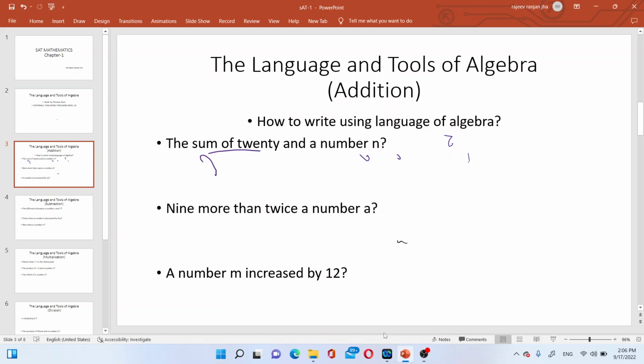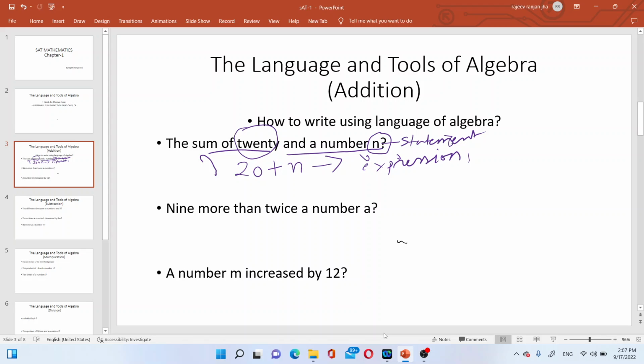So the question is the sum of 20 and a number n. The one number is given, this is given. And a number n, this is the unknown part. So you will write it as 20 plus n. How many of you have written it correctly? Once I put a question, you just write it down yourself and see if it is correct or not. So this is an algebraic expression for the above statement. This is the statement. This is the expression.